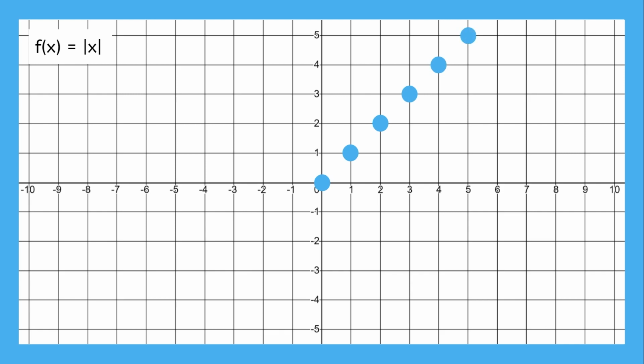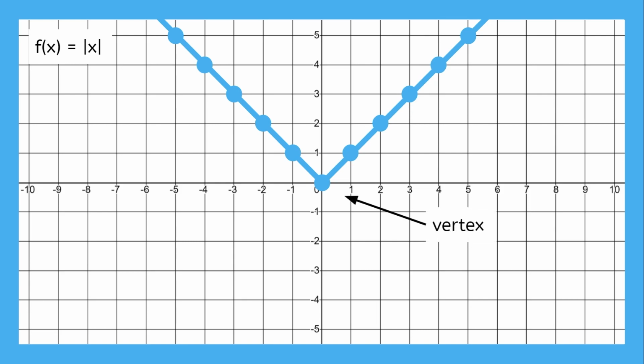But remember, absolute value does something different with negatives. The distance from negative 1 to 0 is not negative 1. Distance can't be negative. Instead, the absolute value of negative 1 is 1 because it's 1 unit away from 0. Likewise, negative 2 is 2 units away from 0, and this pattern will continue with every negative input having its own positive output. So now we've got a pretty good idea of what this graph will look like, a giant V. That point where it suddenly changes directions is called the vertex.